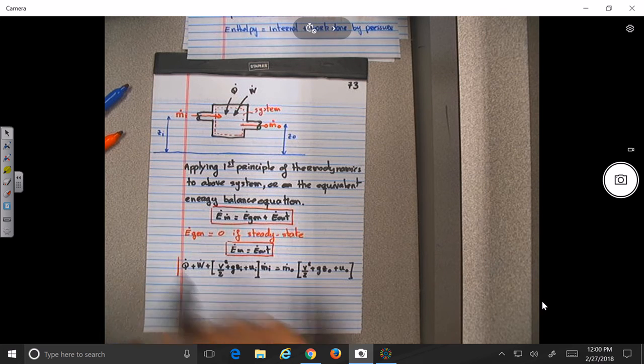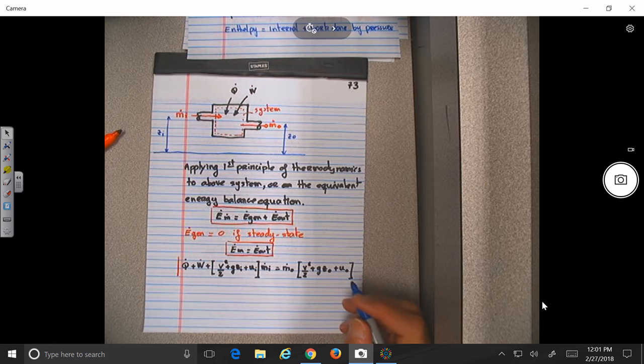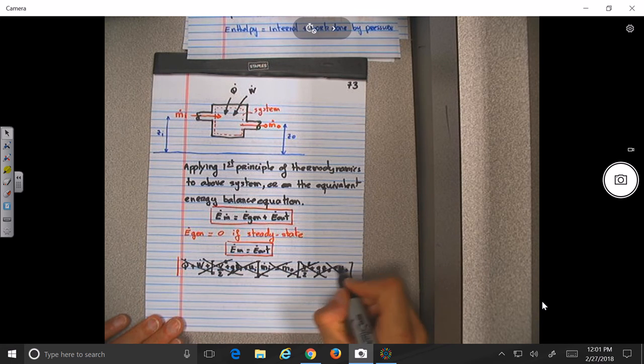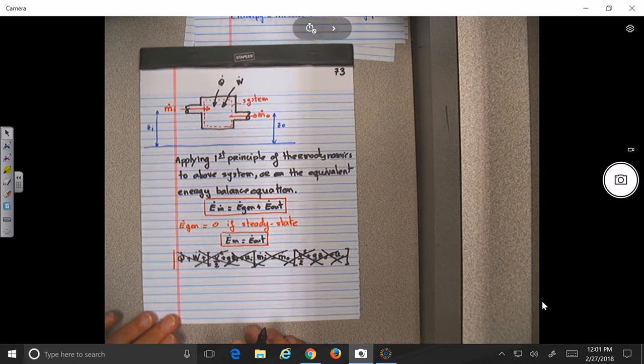Not yet. Let's not do that. Oh, I knew I forgot something. Yeah, I forgot one term. So let me just rewrite the whole equation, okay? All right, so sorry for that. So let's start from zero.